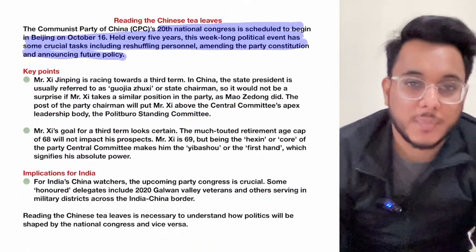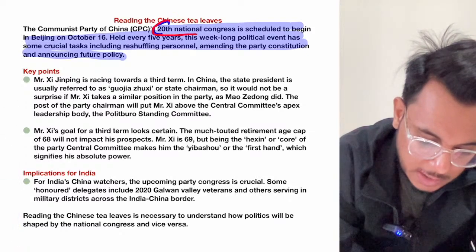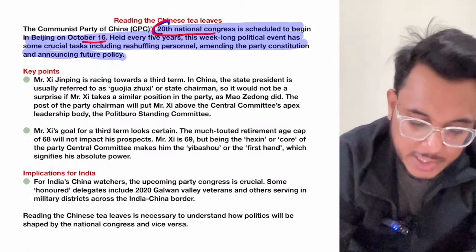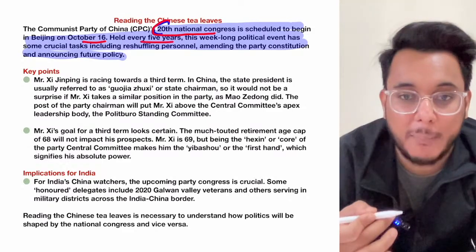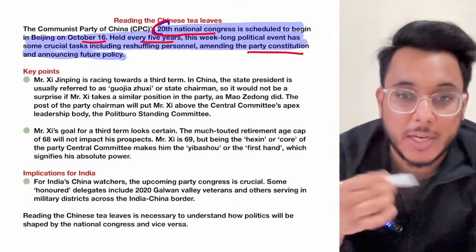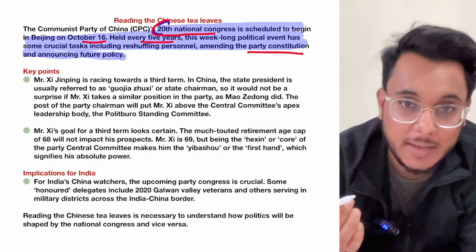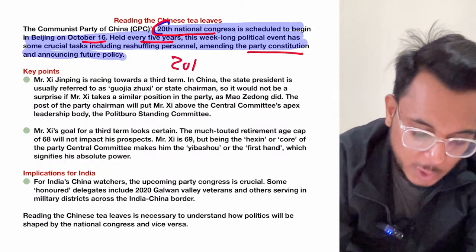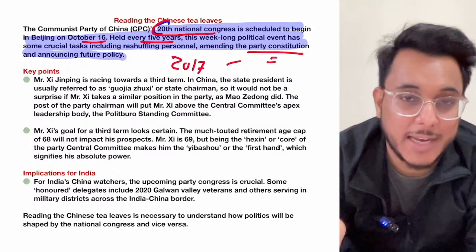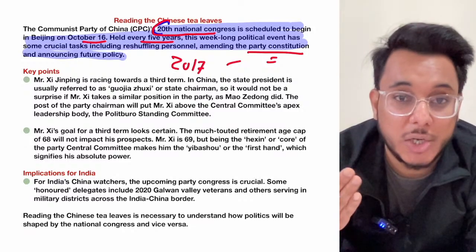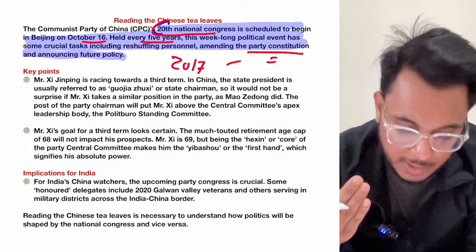Okay, now the 20th National Congress session is scheduled, and it will begin on October 16. It is held every 5 years. And what actually happens is that the party constitution, the Communist Party of China's constitution, if it is to be amended, gets amended. We have seen that in 2017 the constitution of the Communist Party of China got amended, and the ideology of Xi Jinping got added into the constitution. Is it clear or not?